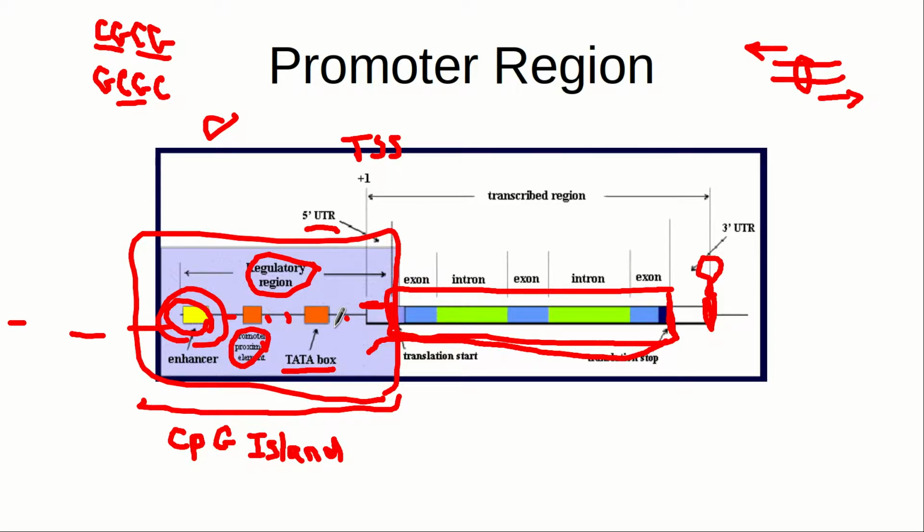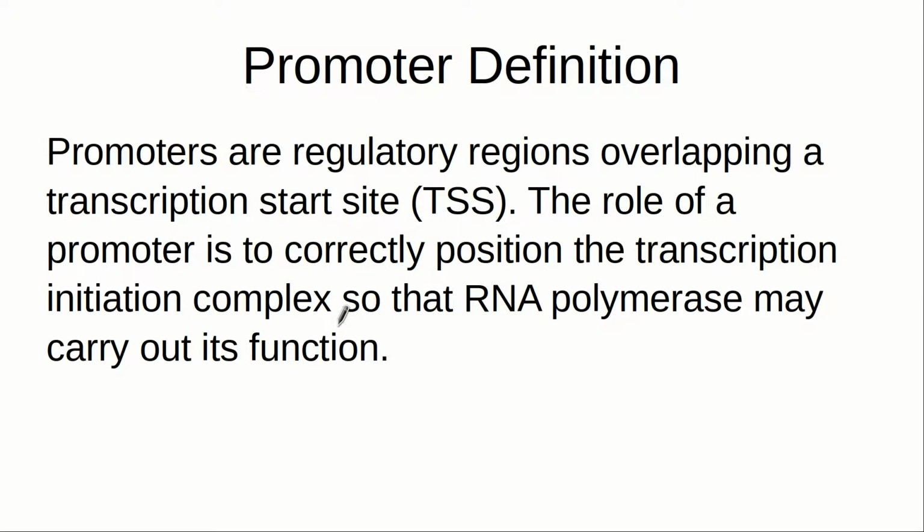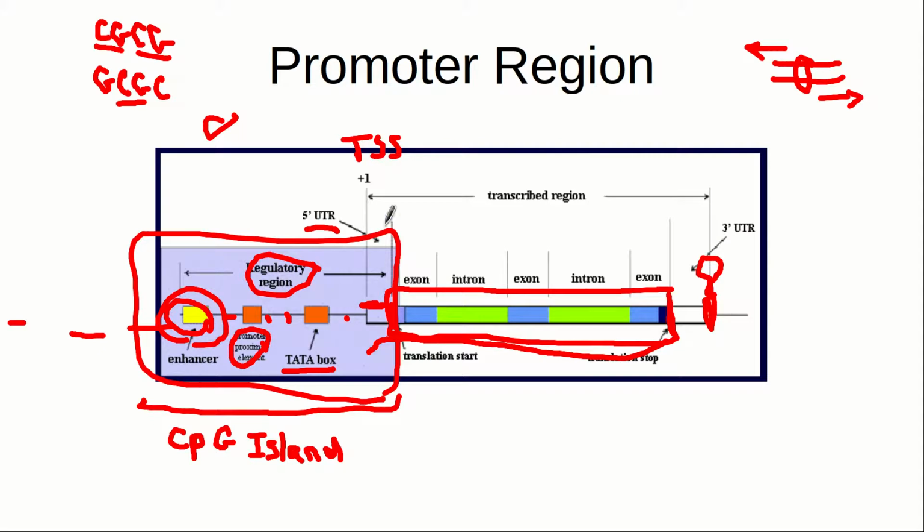All right, so I'm going to move forward here. We're going to talk about some things. So here's your promoter definition. And your promoter definition is essentially the regulatory regions overlapping a transcription start site. So this is kind of an old one, but here's your transcription start site. And so one of the definitions is this one, and it says that the area around the transcription start site is the promoter. That's a little bit of an old definition.